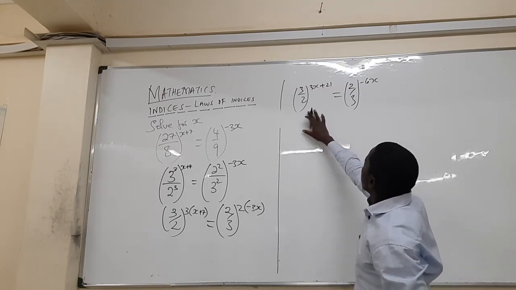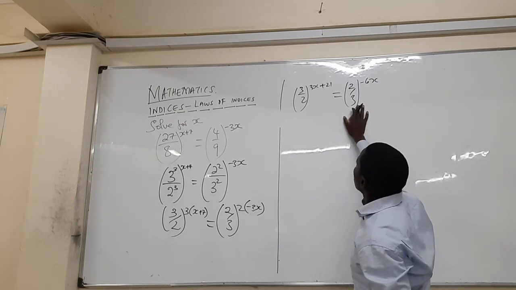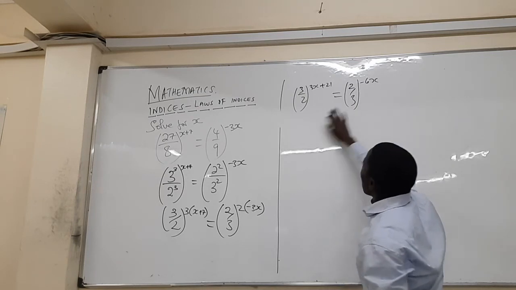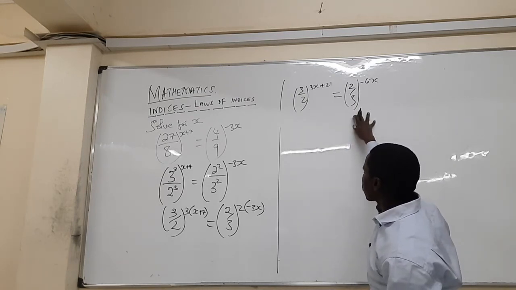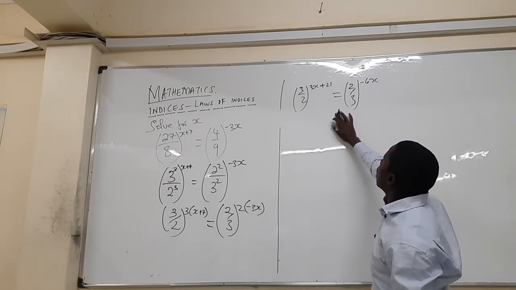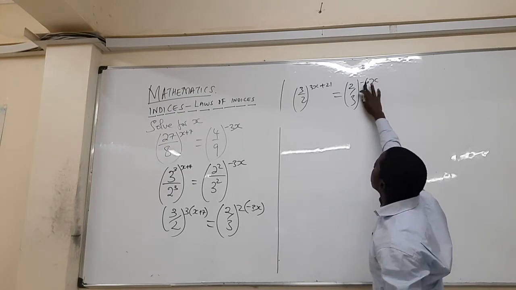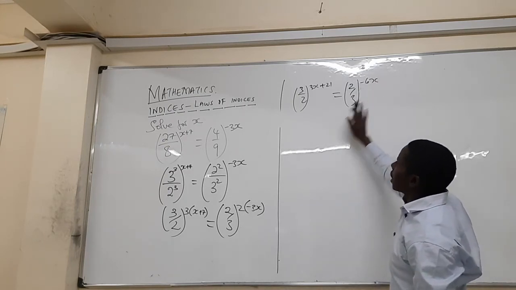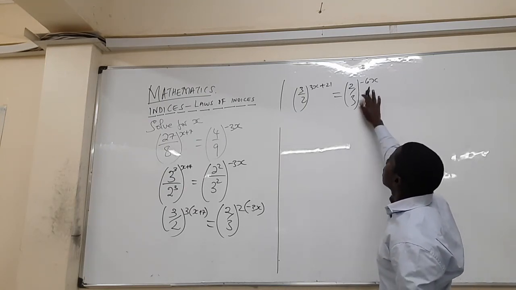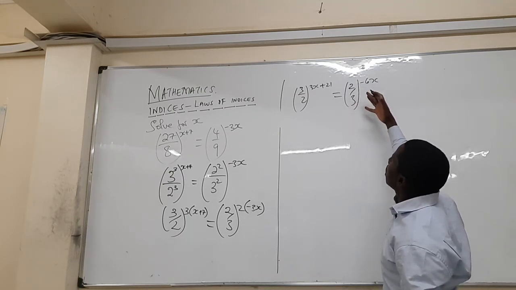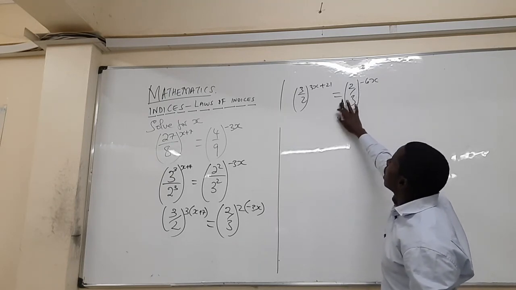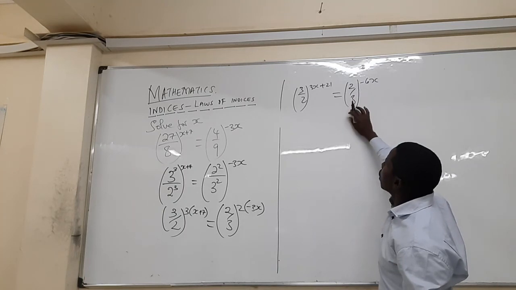Note that on both sides of the equal sign, we have something power something, but our bases are not the same. This is 3 over 2, and this is 2 over 3. How do we go about making them the same? Look at this sign here, this is power minus 6x. Look at our fifth law of indices: when the power is minus, we get the reciprocal. So we change this sign to be positive so that we change the fraction.